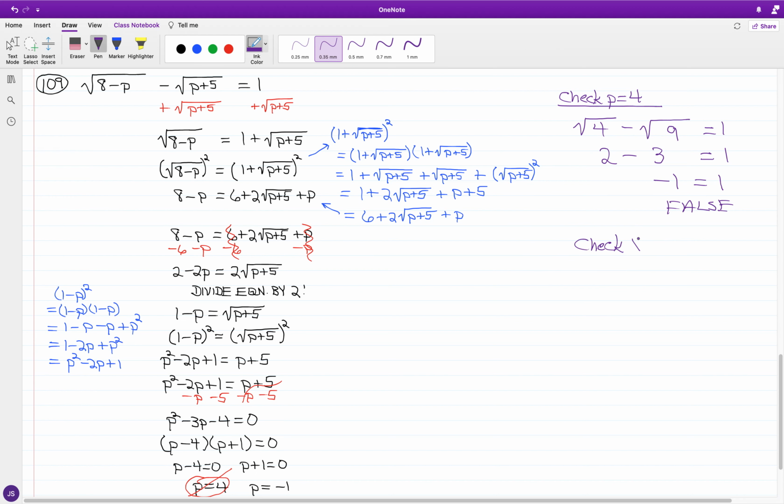And there's only one possibility left over for not x, but for p, and that's going to be with negative 1. So you have 8 minus negative 1, which would be 8 plus 1, so this will go to 9. Negative 1 plus 5 is 4.